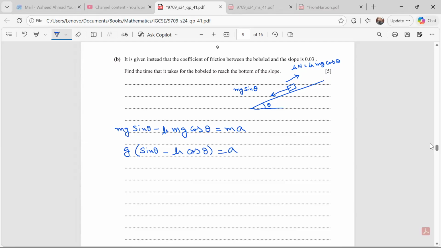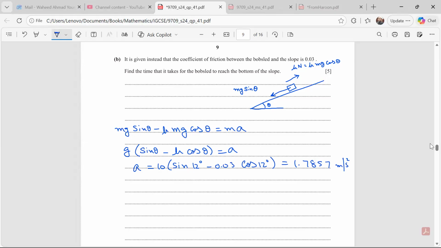a is equal to g times (sine theta minus mu cos theta). If I substitute the values here, g we are using as 10, and sine of 12 degrees minus mu, which is 0.03, times cos of 12 degrees, this all comes out to be 1.7857 meters per second squared. So this is its acceleration downward.